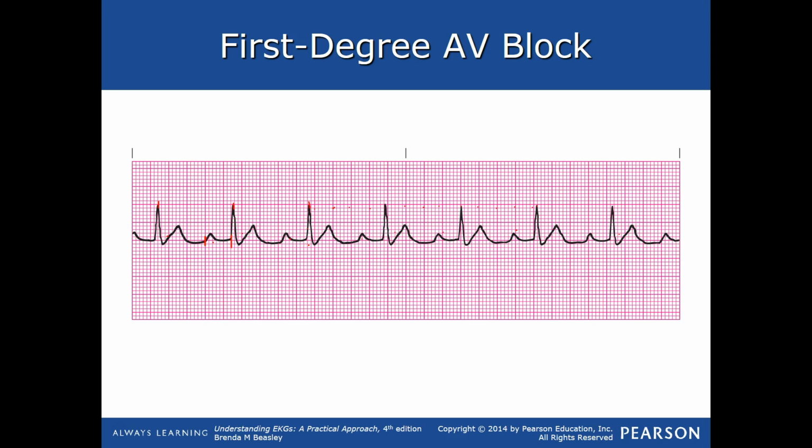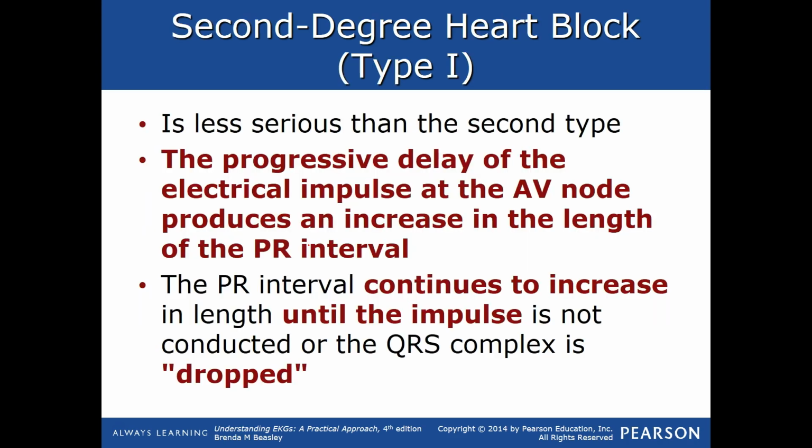It's the only thing out of this that is different. It would be a sinus rhythm, but it has a first degree block. So we're going to diagnose this as a first degree block. Not a sinus rhythm with a first degree block, and you might see that sometimes, but this is just going to be a first degree block. Moving on, second degree heart block type 1.